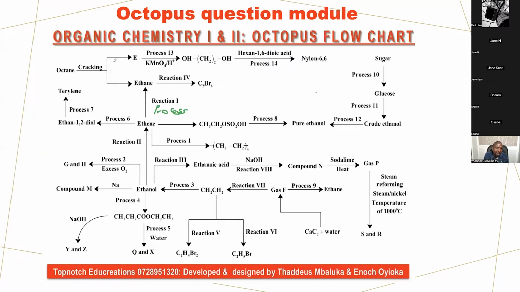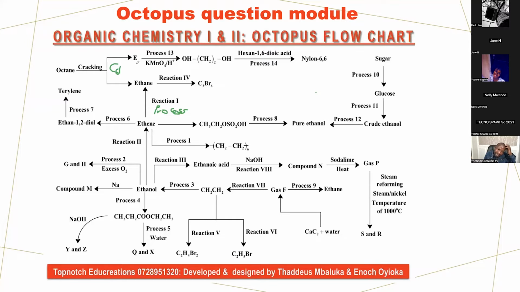If this one is C2H6, so what will be the C? C6H10, H12. It will be C6H12, and the other one gets the same, isn't it? So this is now hexane.